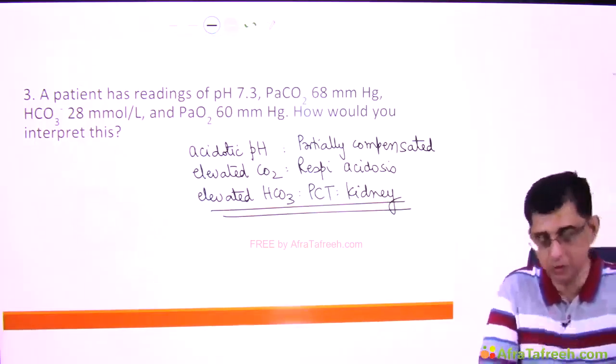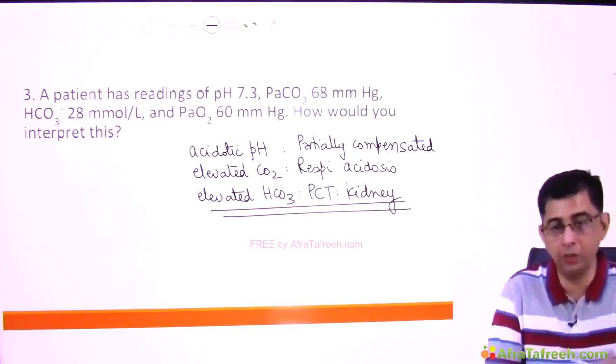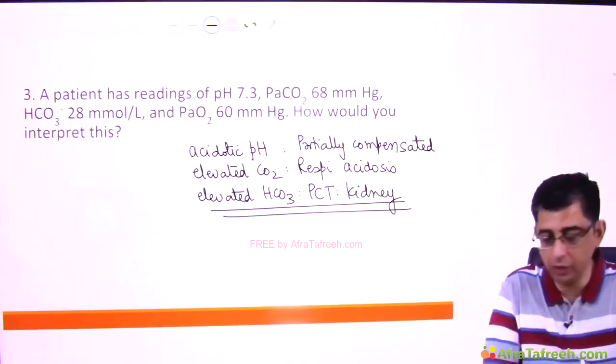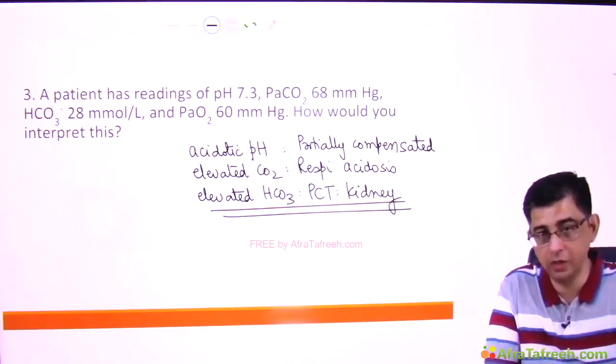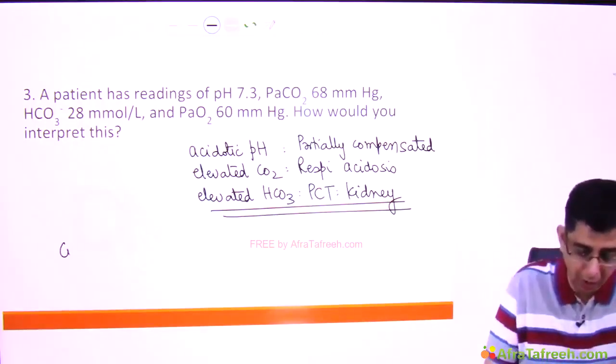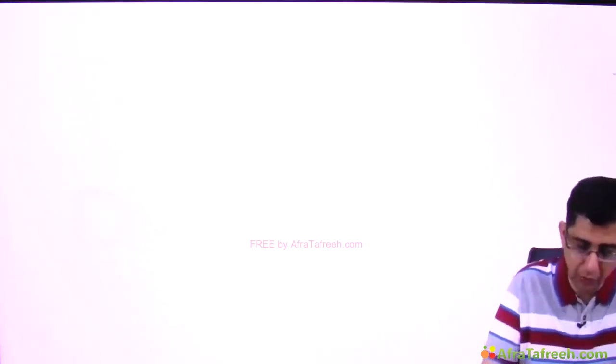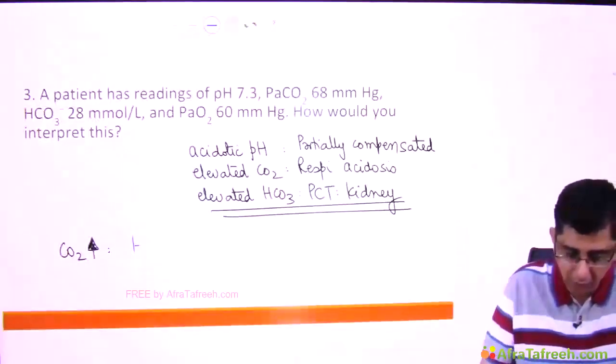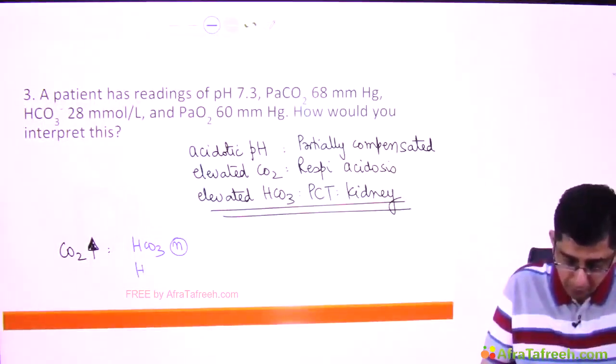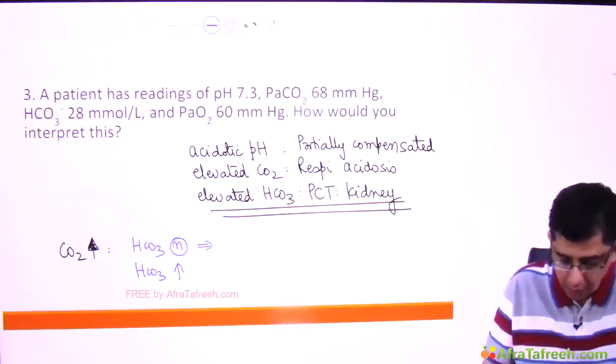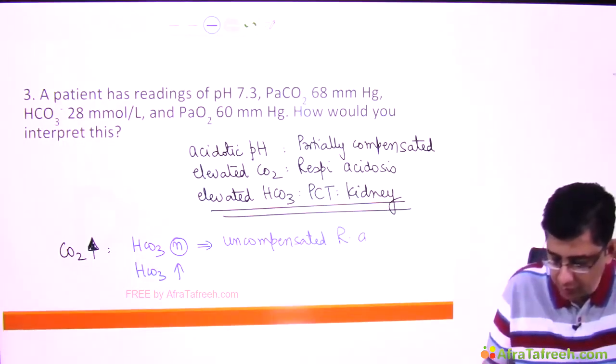I've given you three situations. Question number 1 was uncompensated. Question number 2 was fully compensated. The third one is partially compensated respiratory acidosis in a patient. I'll write the data once again. In any question, if carbon dioxide is elevated, what are you supposed to do? You are supposed to look at the value of bicarbonate. Bicarbonate value is normal. Bicarbonate value is elevated. If bicarbonate value is normal in the patient, you will say this is uncompensated, and carbon dioxide is elevated, so respiratory acidosis.